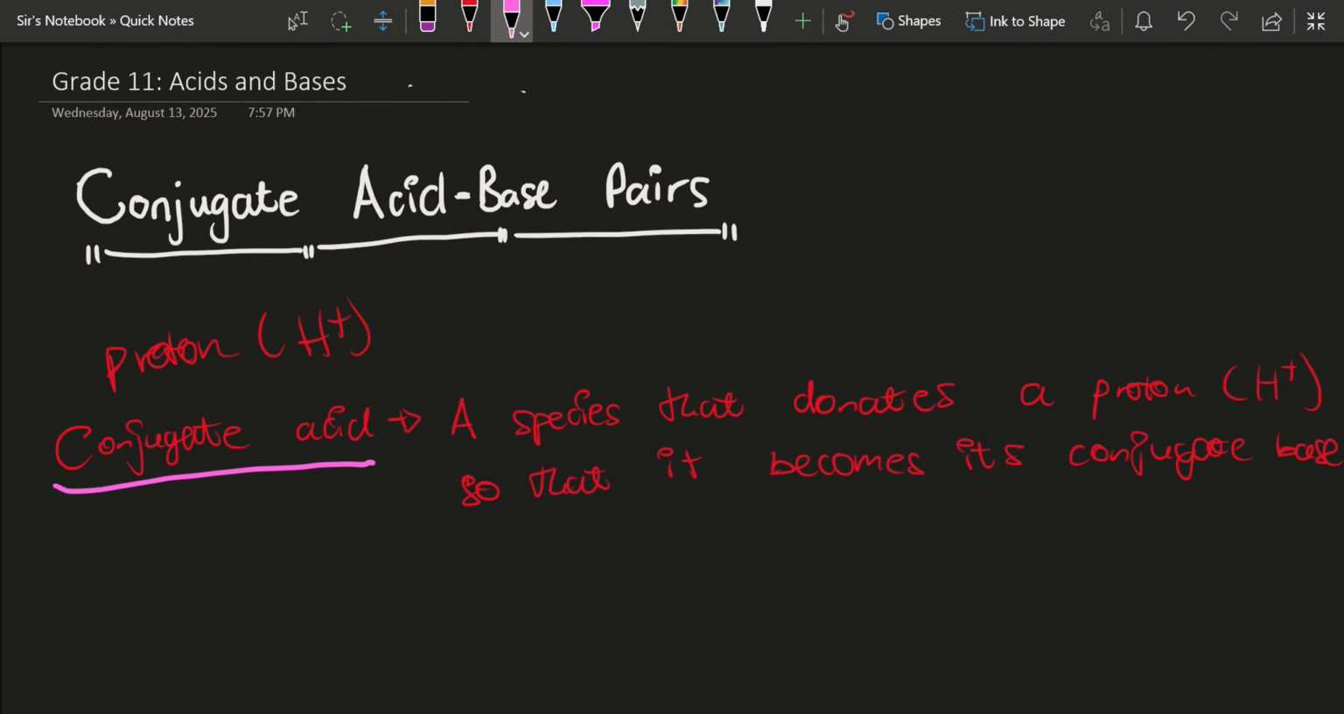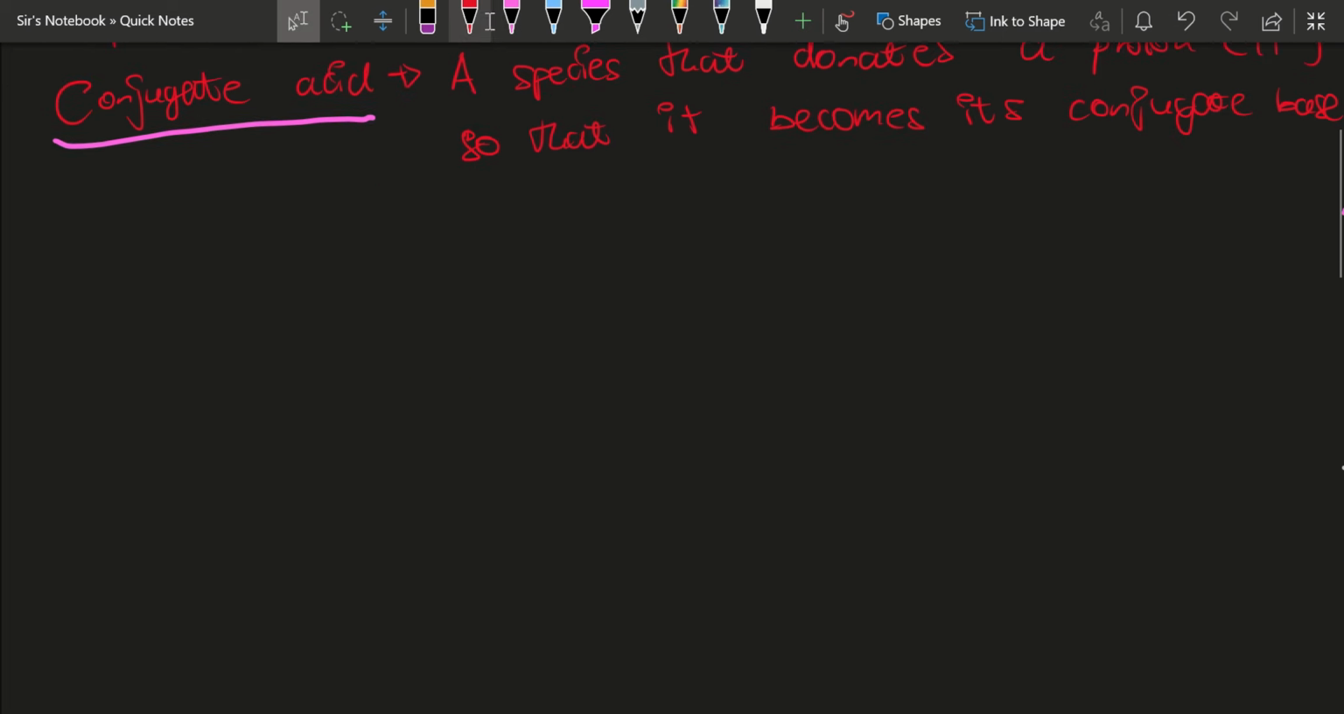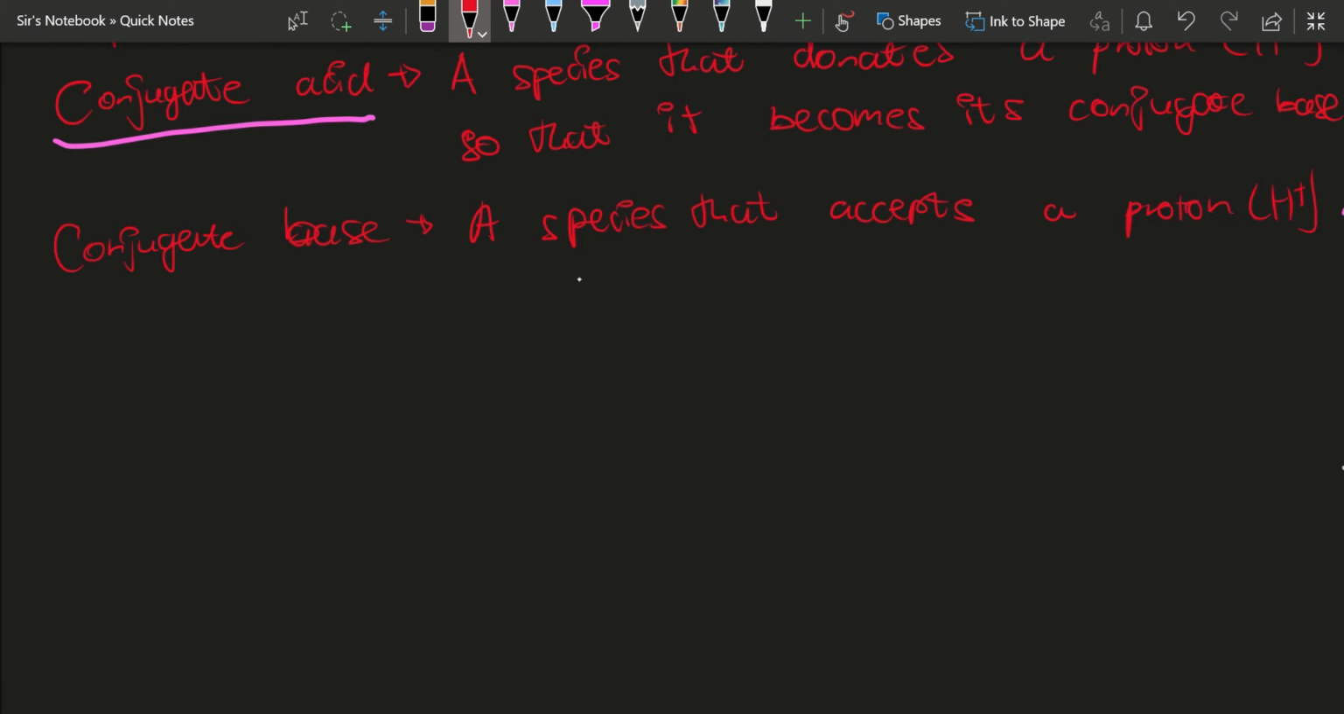Similarly, if you talk about a conjugate base, I'm sure you can guess it. A conjugate base is a species that accepts a proton so that it becomes its conjugate acid.